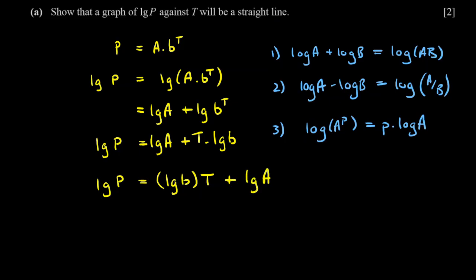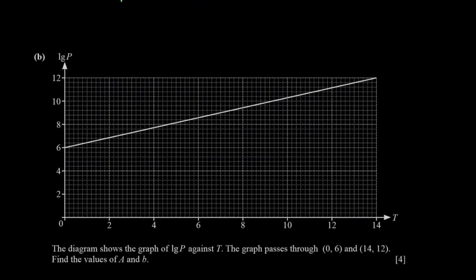What I'm hoping that you can see is that this is actually a y equals mx plus c equation, because log p is going to be our variable y. Log b is a constant, so that will be our gradient m. t is our second variable, so we call that x. And log a is also a constant, so that will be our y-intercept c. So basically what we've shown is that the graph of log p against t will be a straight line. All right then. Let's go to part B.